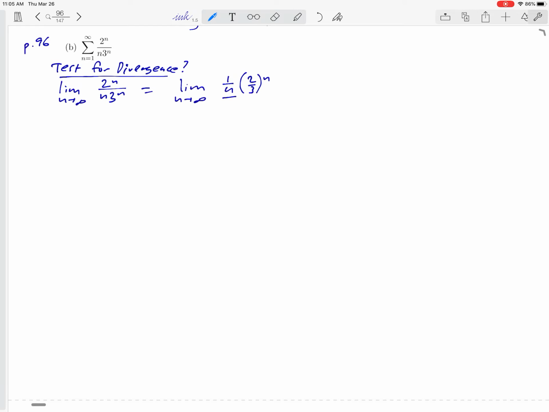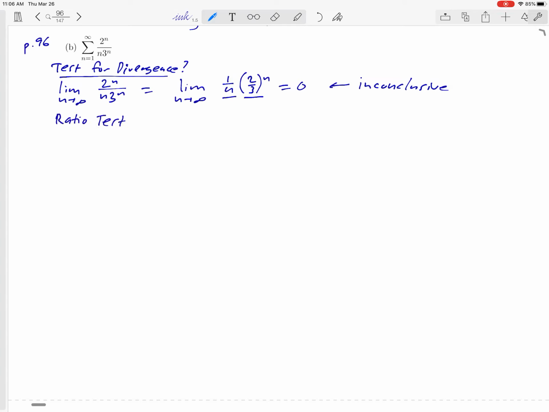And then the question is, what happens as n goes to infinity? Well, the 1 over n piece is going to go to 0. And if you think about it, 2/3 to the n is also going to go to 0, because 2/3 is a number that's less than 1. If you raise a fraction less than 1 to bigger and bigger powers, it actually gets smaller. So this limit is going to be 0. And as we observed in the previous example, that doesn't help us. Getting 0 is inconclusive when we're using the divergence test. That's okay. It just means we need to go down our list.